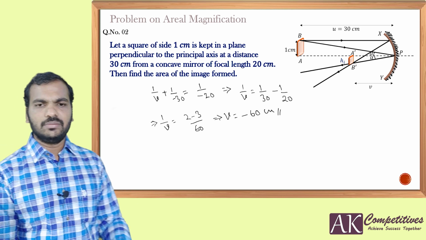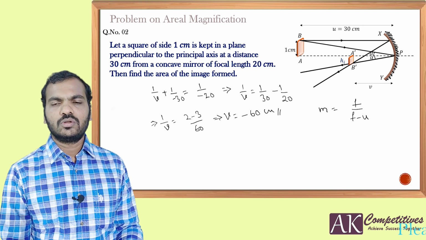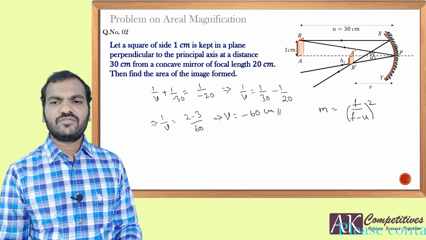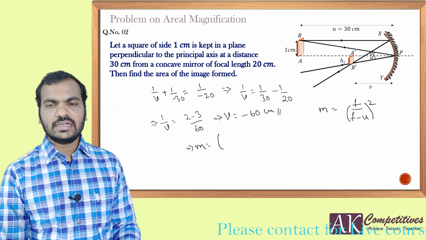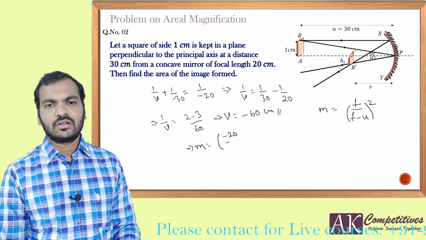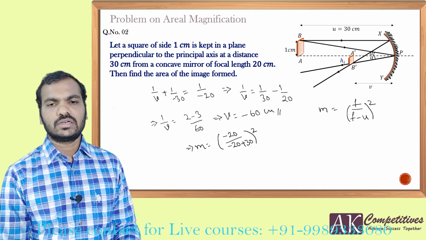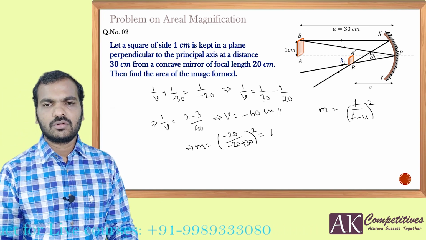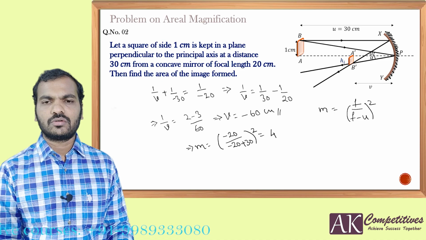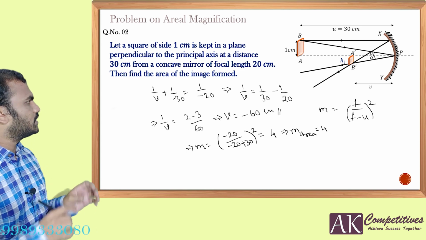What they're asking you is the area of the image. So the magnification m will be, you can write, f by f minus u, whole square. What is the f value here? f will be minus 20, and u is minus 30, so f minus u is minus 20 plus 30, whole square. So how much will you get? Minus 20 divided by 10, whole square, which gives 4. Areal magnification will be 4.